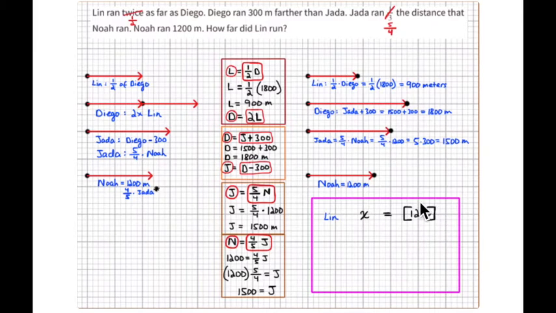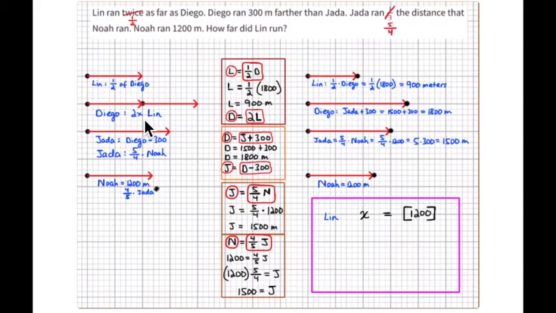And the only number I really know in this, as far as a distance run, is Noah's run of 1,200. So I'm going to just put that in a bracket here. X is not equal to 1,200, but I'm just putting that over here because eventually you're going to have X equals something over here. All right, so what happens to Lynn?